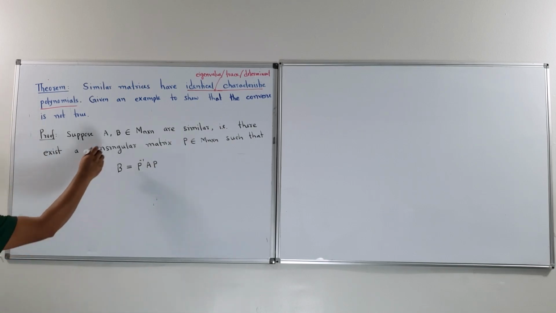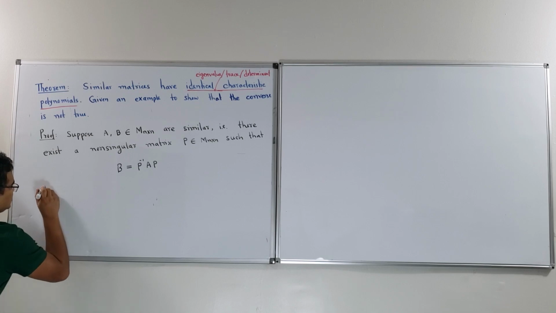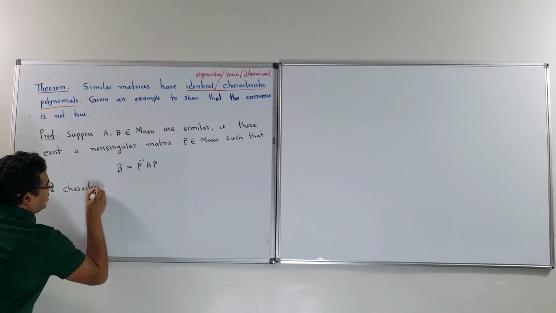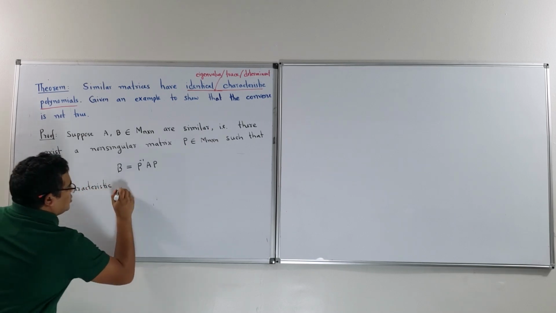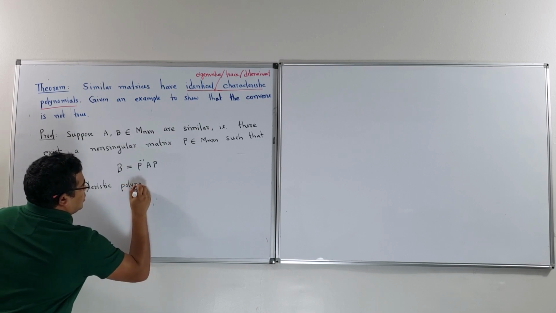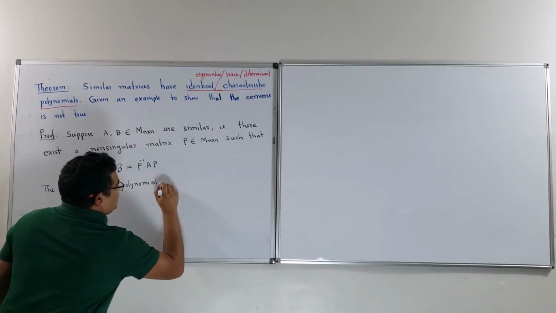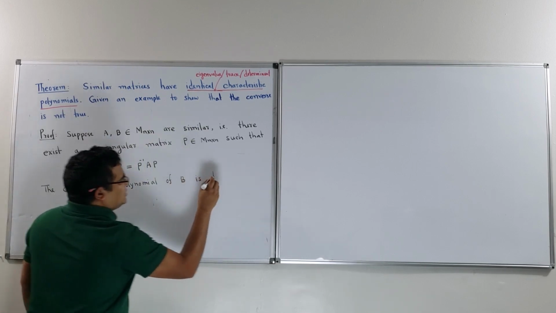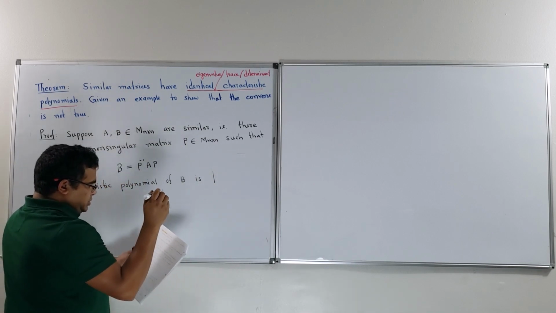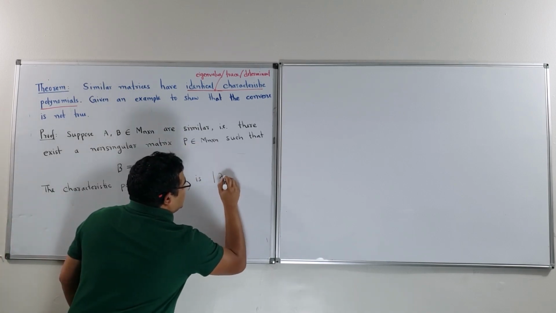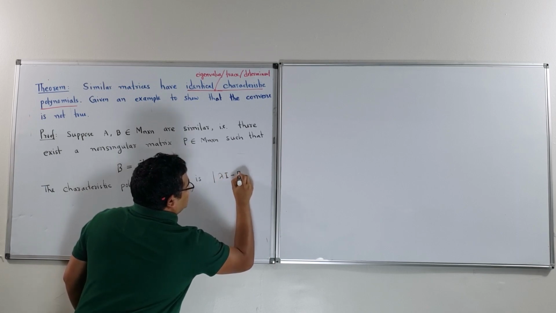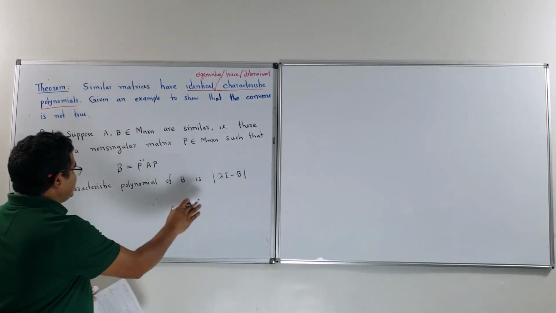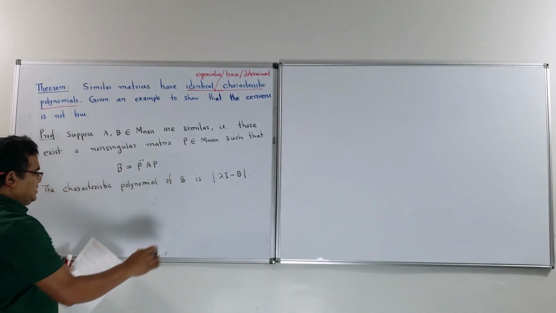Now for the matrix B, what is the characteristic polynomial? The characteristic polynomial of B is the determinant of lambda I minus B, where these lambdas are the eigenvalues of the matrix B. So this is the characteristic polynomial of the matrix B.